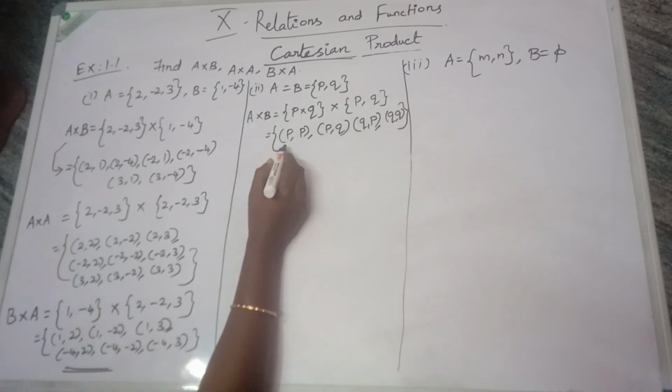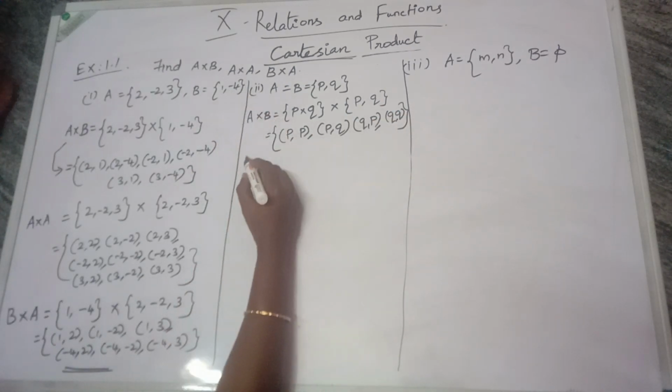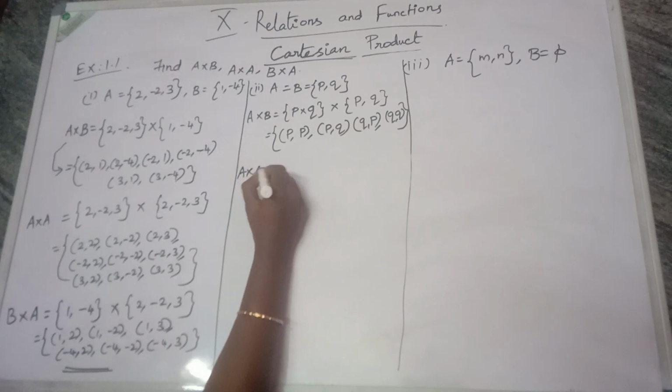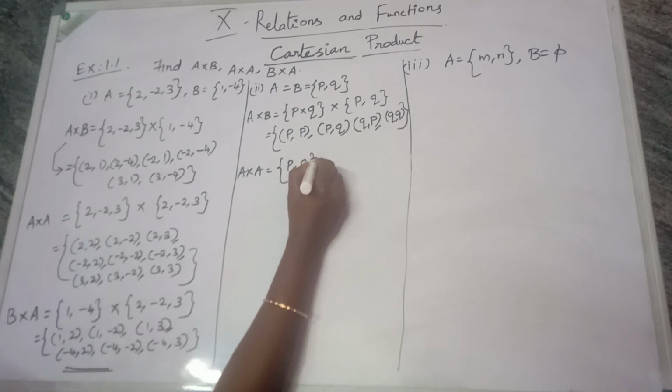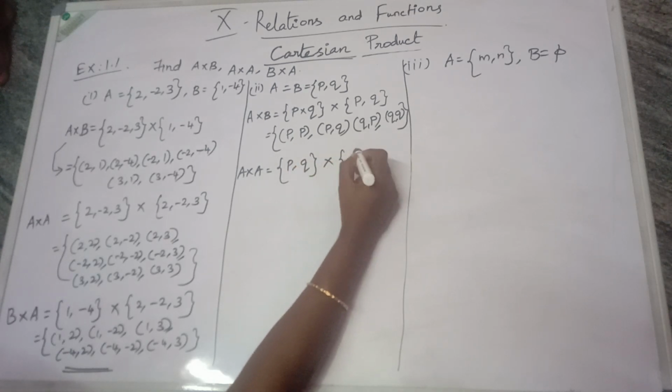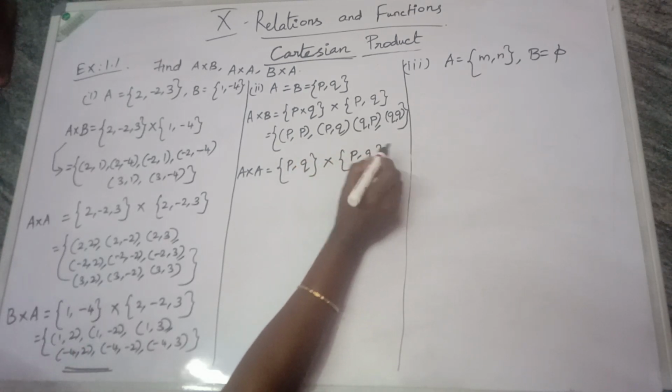Okay, so A cross B is finished. Then we have to find out A cross A. A is the same set, P comma Q, having the two elements, cross the same P comma Q. The same answer will come.